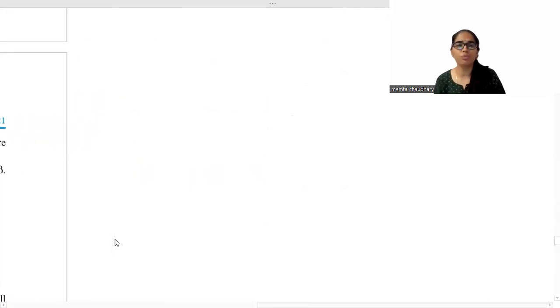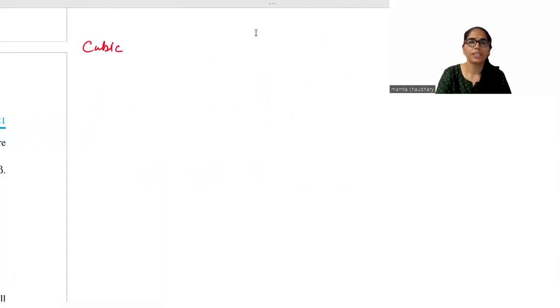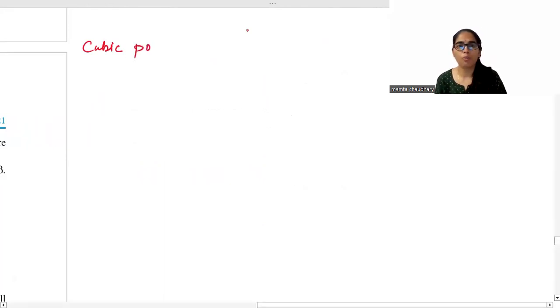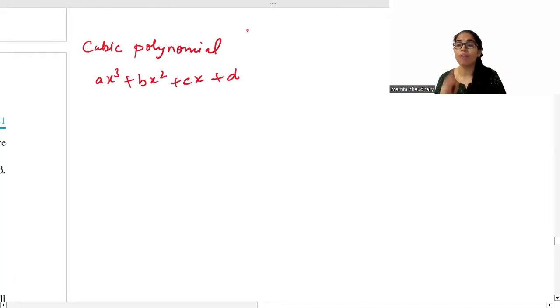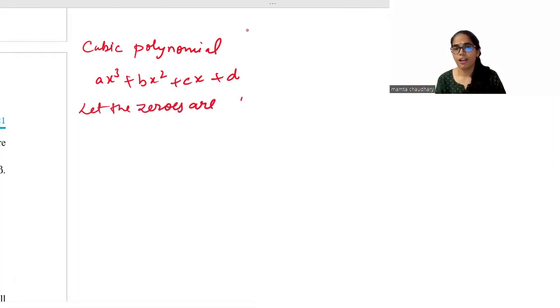Okay, so if we have a cubic polynomial, what is the standard form of cubic polynomial? ax cube plus bx square plus cx plus d. Now it has 3 as highest power, so it will have 3 zeros. Okay, so let the zeros be alpha, beta, and gamma.